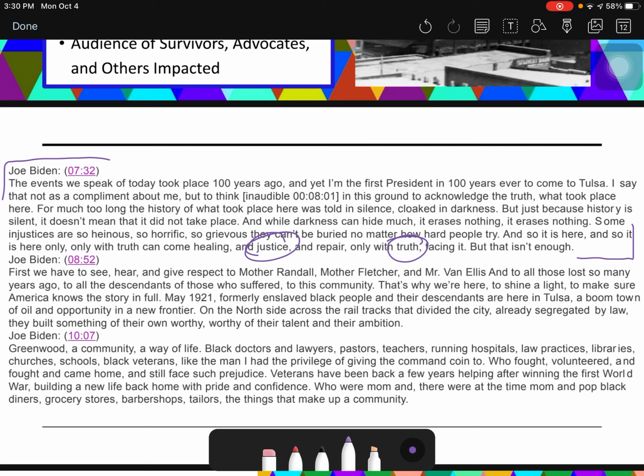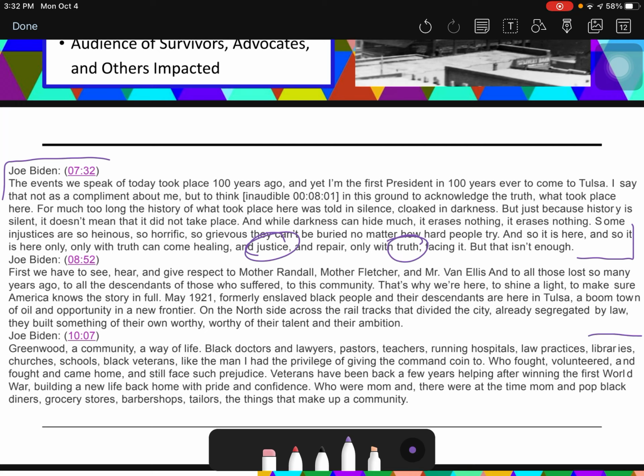First, we have to see, hear, and give respect to Mother Randall, Mother Fletcher, and Mr. Van Ellis, and to all those lost so many years ago, to all the descendants of those who suffered, to this community. That's why we're here, to shine a light, to make sure America knows the story in full. May 1921, formerly enslaved Black people and their descendants were here in Tulsa, a boom town of oil and opportunity and a new frontier. On the north side, across the rail tracks that divided the city, already segregated by law, they built something of their own, worthy of their talent and their ambition.